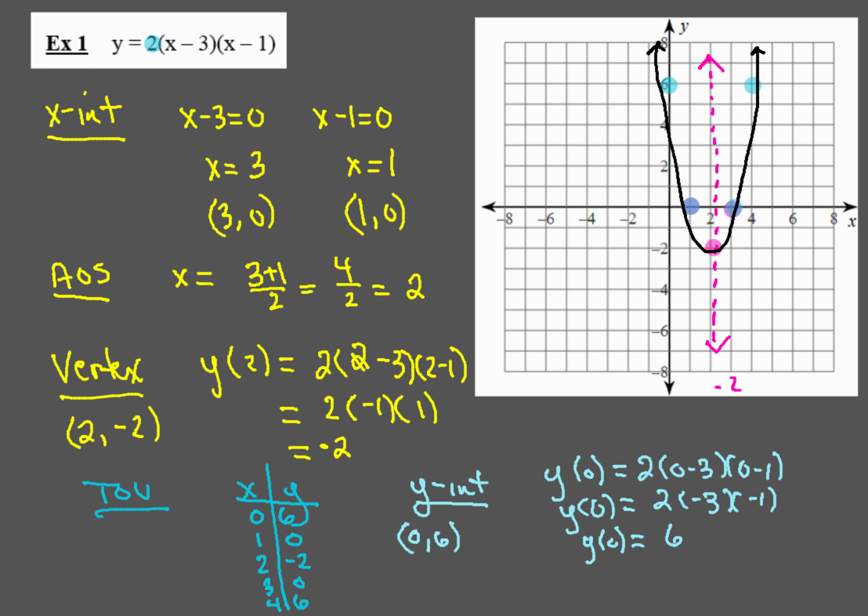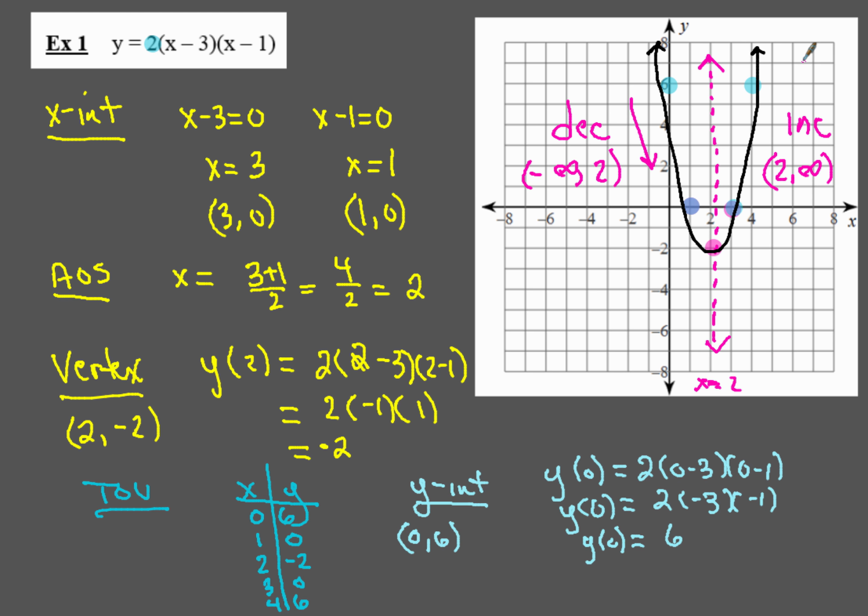Now the very last thing that we need to do are increasing and decreasing intervals. Since this is a parabola that opens up, the left hand side of my axis of symmetry is going to be the decreasing side, and the increasing side is going to be on the right hand side of the axis of symmetry. We're going to go from negative infinity to the x value in my vertex, or the AOS, which is x equals 2. So I'm going to decrease from negative infinity to 2, because that side of our parabola is slanted like a downward slope, a negative slope. Now we're going to be increasing from 2 to infinity.